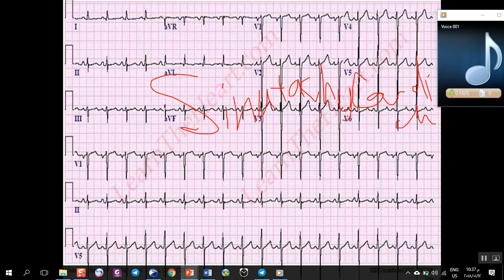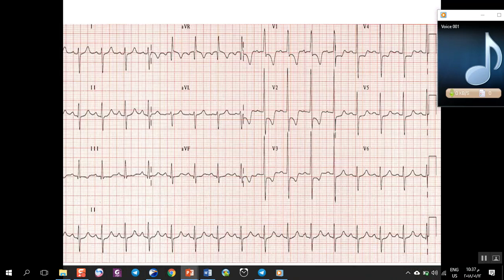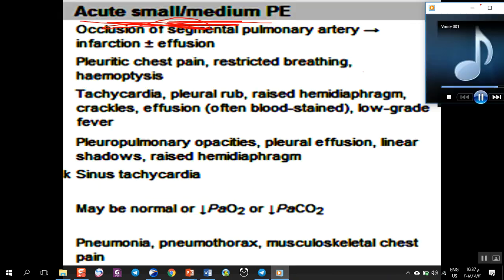Now we have small vessel disease: occlusion of the less high branch of the lung, we go to the medium size. Occlusion of the segmental artery with or without infarction or effusion. The patient has chest pain, pleuritic chest pain. What's the matter? Tourism.